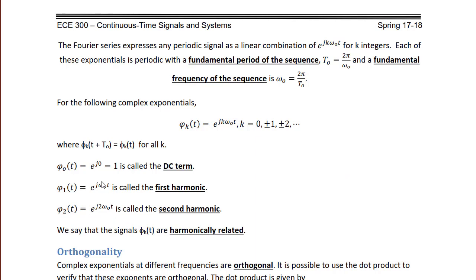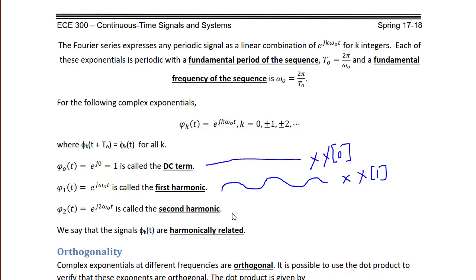If phi sub 0 of t is equal to e to the j0 equals 1, this is called our DC term. So then you would take the DC term times the Fourier series coefficient x of 0. Then you would take the first harmonic, e to the j omega naught t, and multiply it by the Fourier series coefficient x of 1. Then you would take the second harmonic, and multiply that by x of 2, and you would add them all together, and you would continue to do that and see that they're all harmonically related.